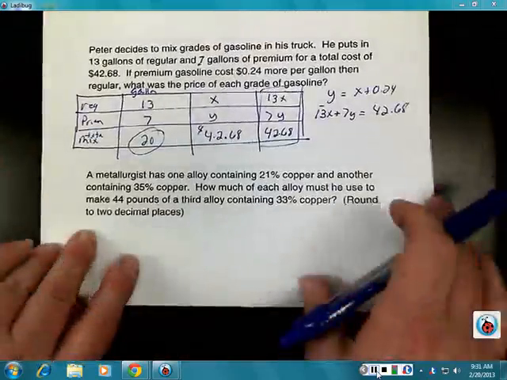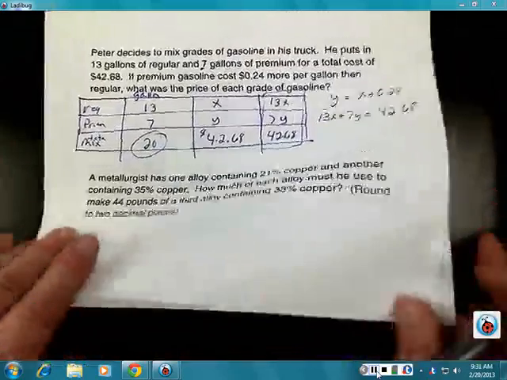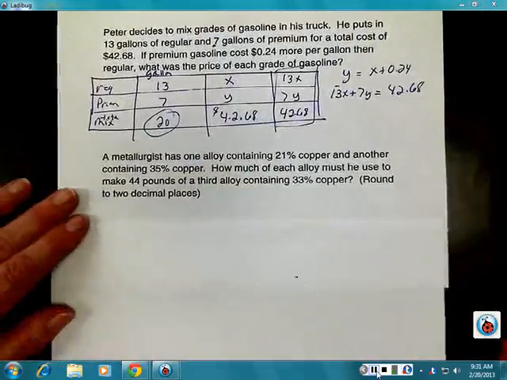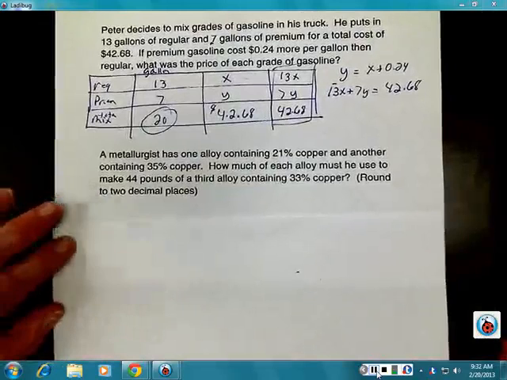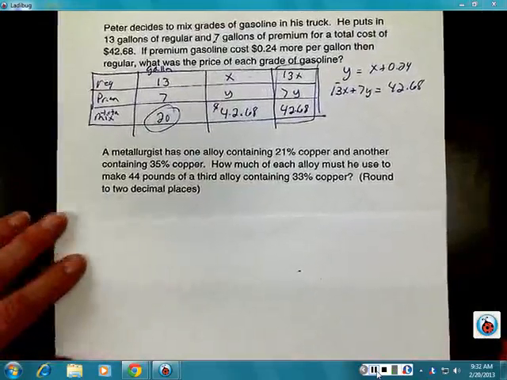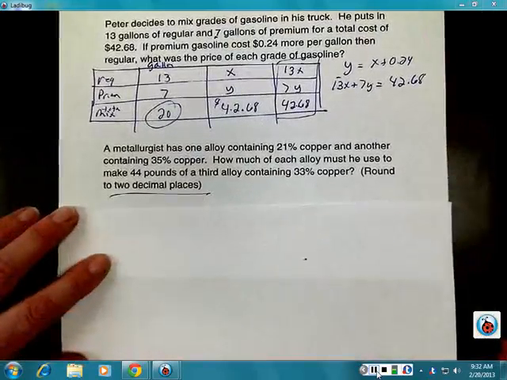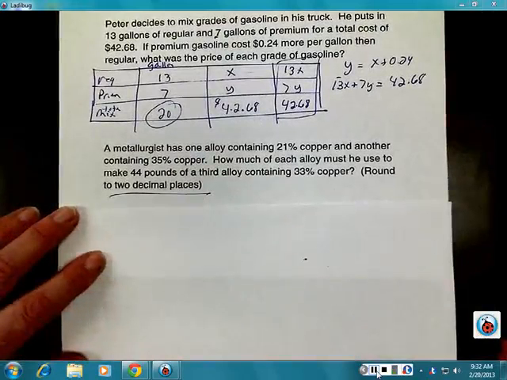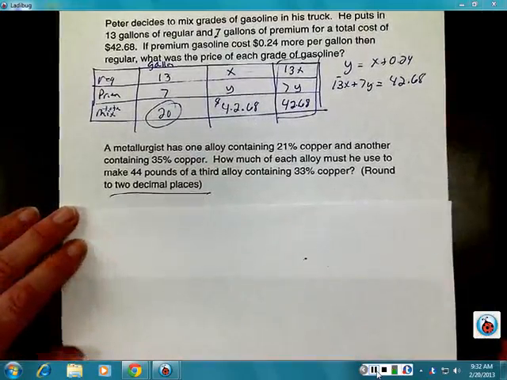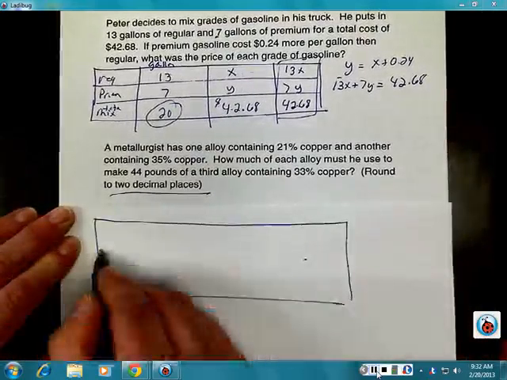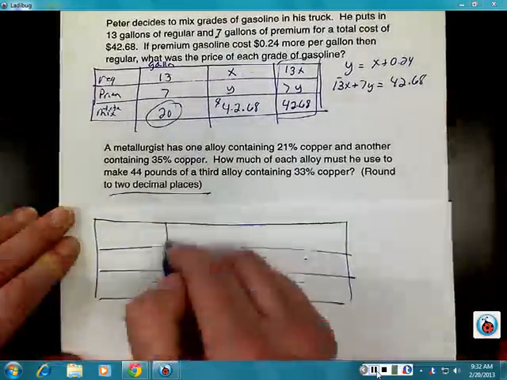Okay. And then the very last one here. A metallurgist has one alloy containing 21% copper and another containing 35% copper. How much of each alloy must he use to make 44 pounds of a third alloy containing 33% copper? Like the last ones, right? But this one says round to 2 decimal places, so that kind of indicates to you what? Got some numbers that aren't so nice, okay?